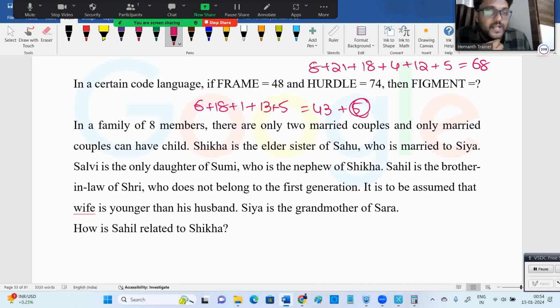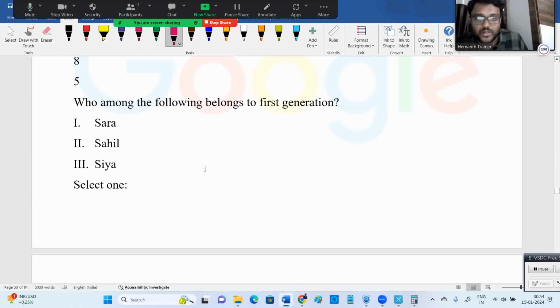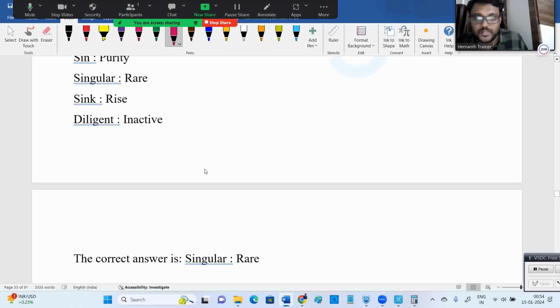See, plus number of letters. So, add this plus number of letters. So, 6 plus 9, 15, 15 plus 7, 22, 22 plus 13, 35, 40, 60, 74, plus 7, 81 should be your answer. Right. And with this, okay, the family one, we'll close this.